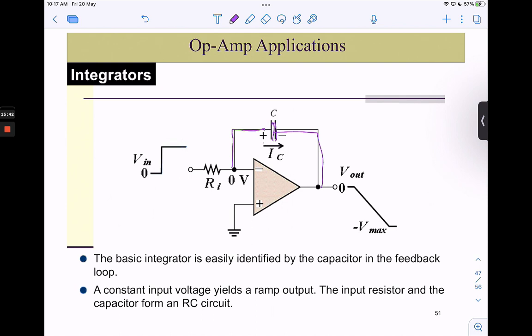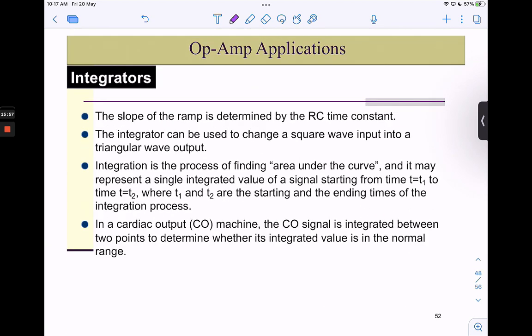A constant input voltage yields a ramp output. So we give a step input, and what we get is a ramp output. The input resistor and the capacitor form an RC circuit, so the slope of the ramp is determined by the RC time constant. The integrator can be used to change a square wave input into a triangular wave output.